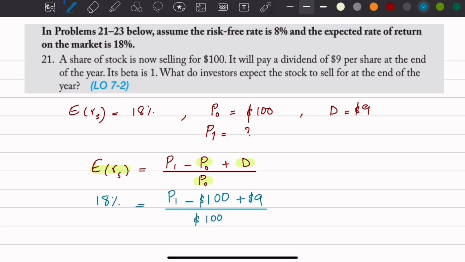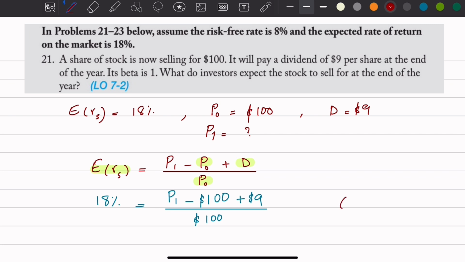Now all you need to do is play around with your formula mathematically in order to find the missing value, which is P1. So the first thing I'm going to do is get rid of the $100 that is in the denominator of the right-hand side of the equation. And the simplest way to do this is just to multiply both sides by 100.